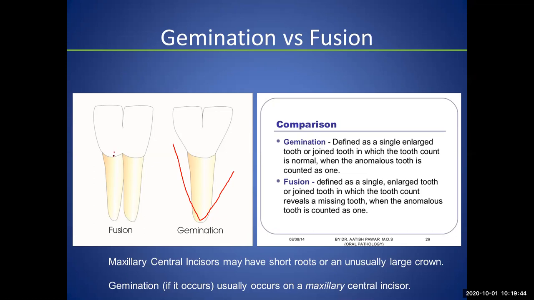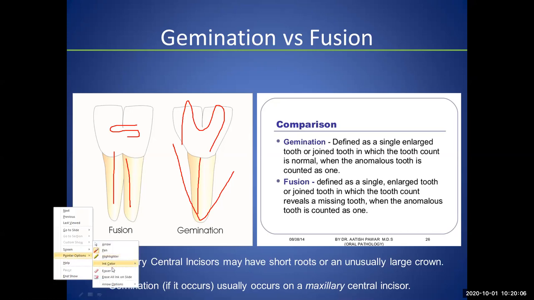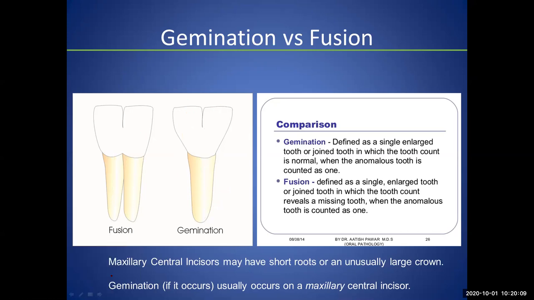Fusion, look at this. You've got two roots. The teeth are fused together. Versus gemination, you've got one root that's split into two. Gemination is more prominent on the maxillary incisors than it is on the mandibular. That has been a board question. So I've included that in this chapter because you'll get it again when we talk about anomalies. Gemination, fusion, know the difference. Don't let the picture of a mandibular central fool you.